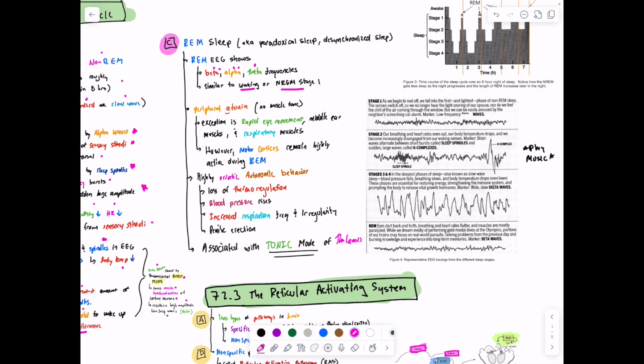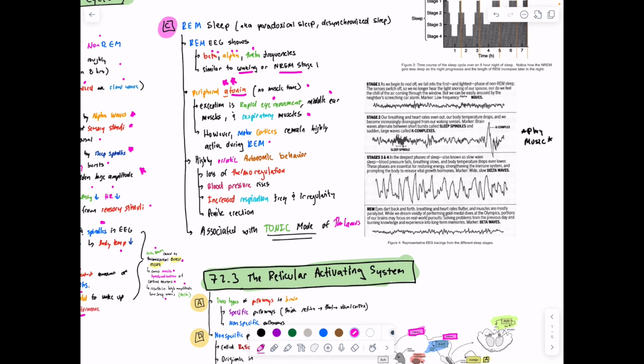But in REM in particular, you're going to have peripheral atonia. Atonia means no muscle tone. You're going to be paralyzed, with the exception of eye movement, middle ear muscles, and you're capable of breathing. And of course, your heart is beating. But the motor cortices in the brain are highly active. However, their synapses in the ventral horn of the spinal cord, we'll see, are in fact inhibited. So you have peripheral atonia. Your extremities are locked in.